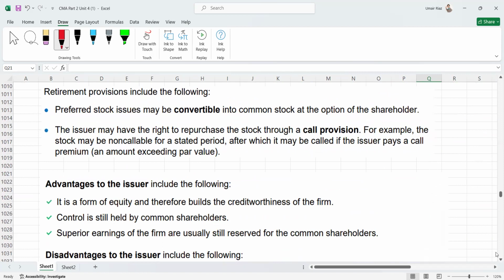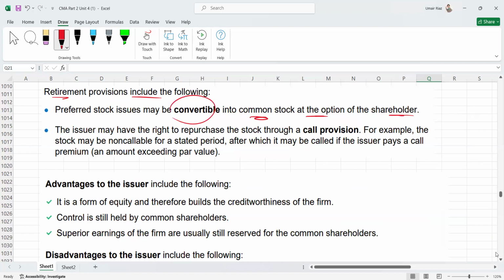Now guys, here we have some retirement provisions for the preferred stock. Number one, please remember, sometimes companies may issue convertible preferred stocks. Convertible means if today you are issuing preferred stock, you may give the option to the stockholders that these preferred stocks can be converted into common stock. This option is always with the shareholders, and you will also give a conversion ratio, like, let's assume, for each preferred stock, how many common shares you will issue. This is what is called convertible preferred stock.